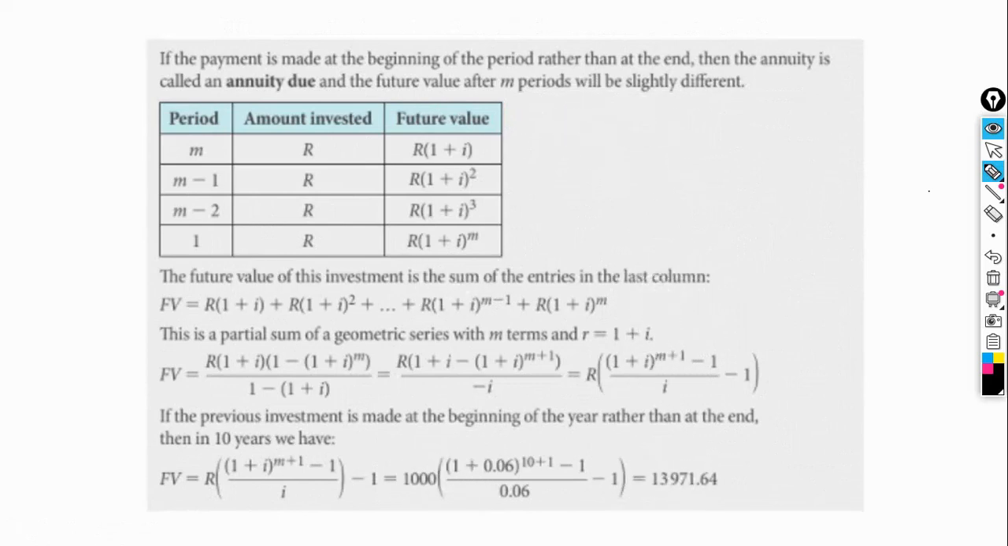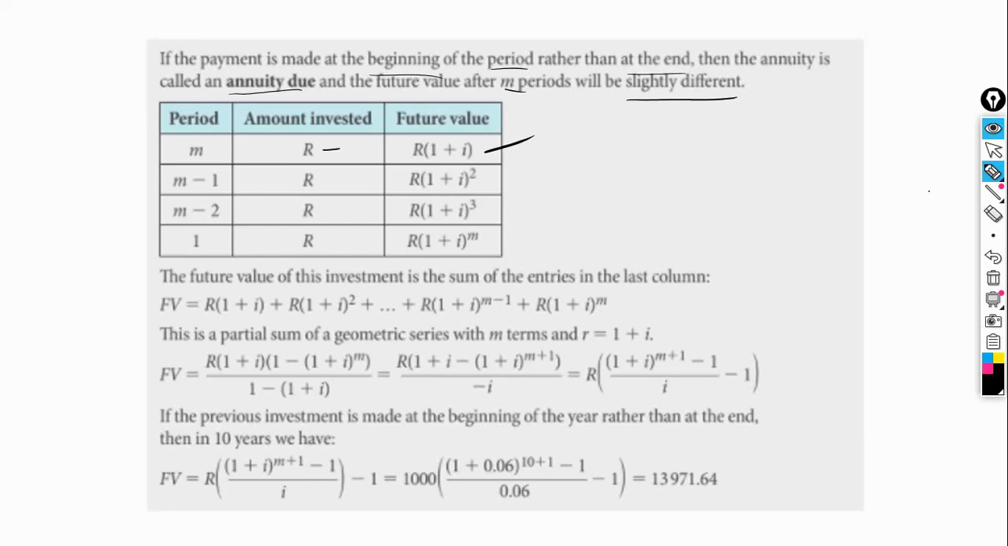So now we're going to look at a different case. If the payment is made at the beginning of the period rather than at the end, then the annuity is called an annuity due, and the future value after m periods will be slightly different. So previously we were doing ordinary annuity where you make the deposit at the end of the period. So notice that the main difference here is that you're going to pick up an interest at the end of the first year. So in the first period you deposit R, right?